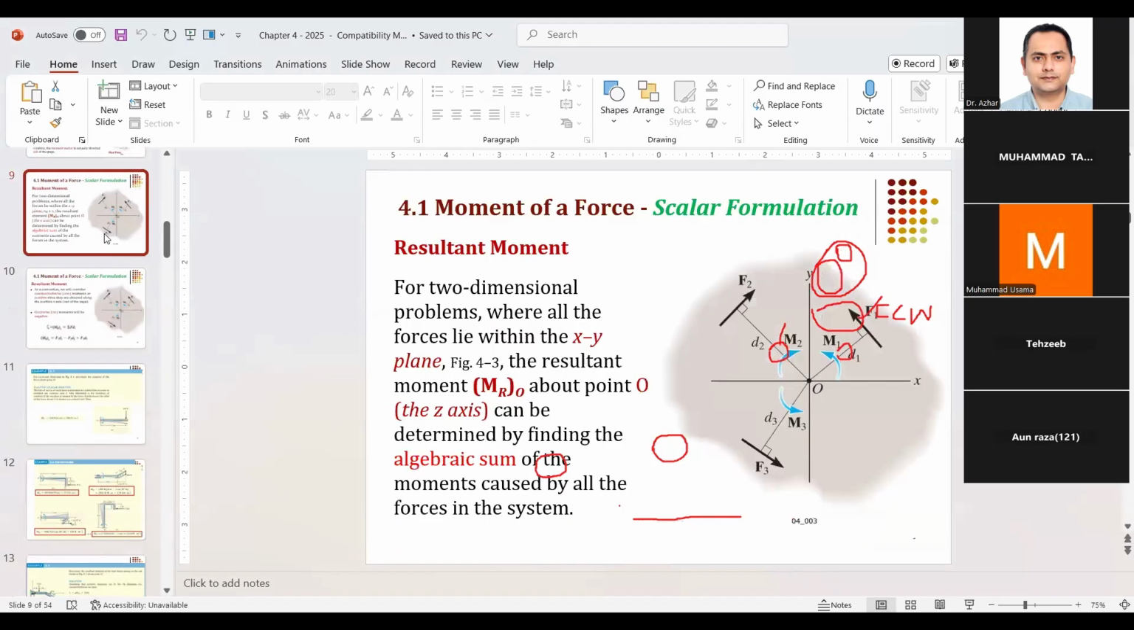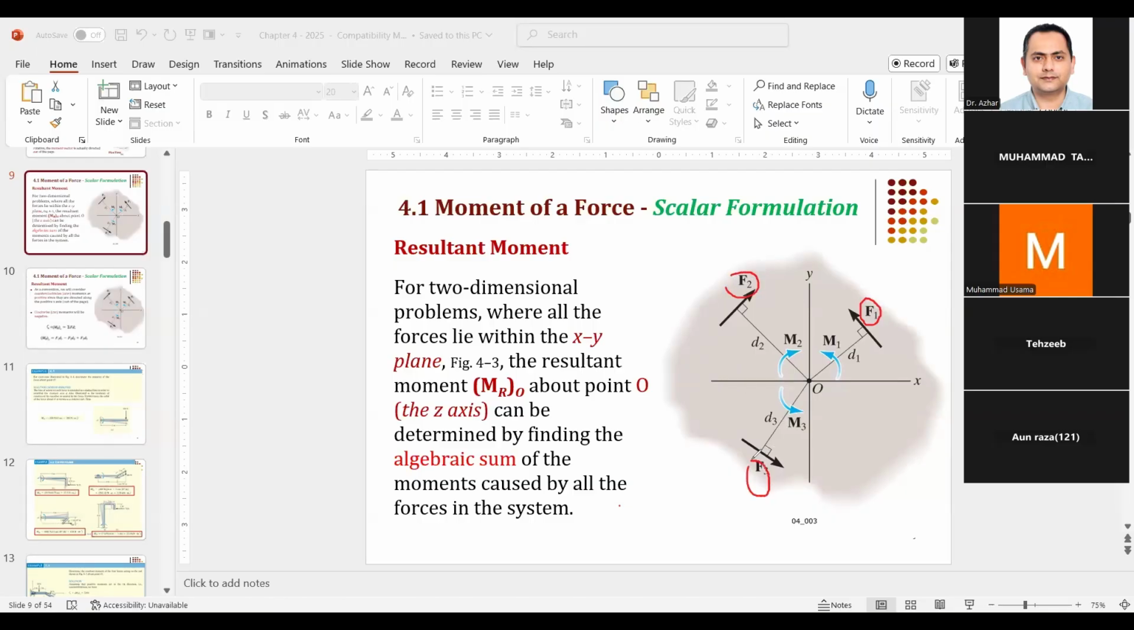Let's look at this next slide. Let me clear this first. Okay, now here you see that there are many forces. Previously, there was only one force. So here you see that we have F1, we have F2, and we have F3. And it looks like we want to find out the moment about point O because of these three forces.